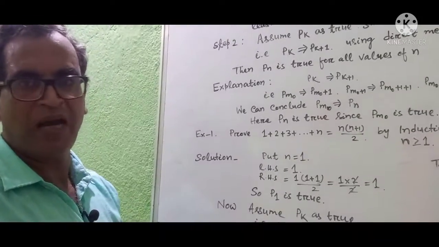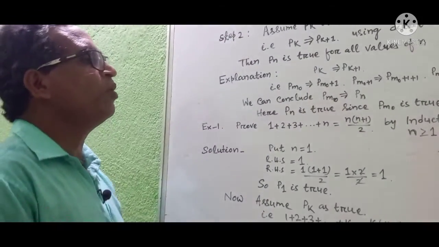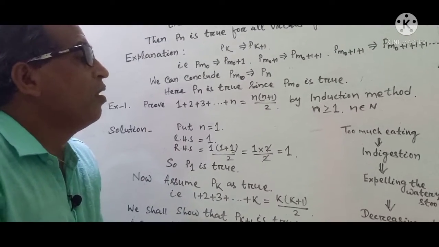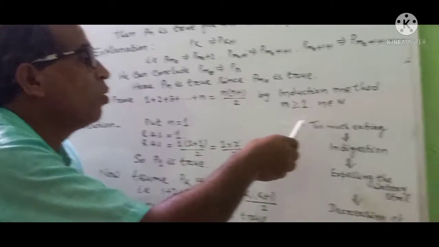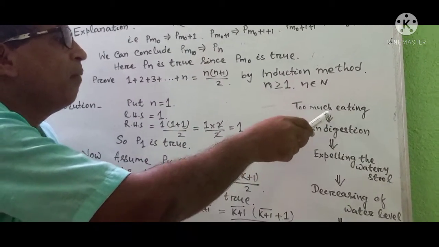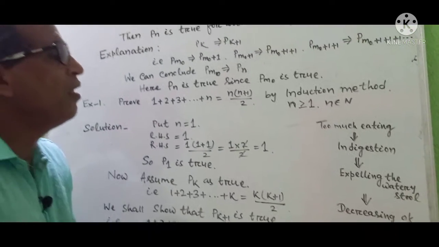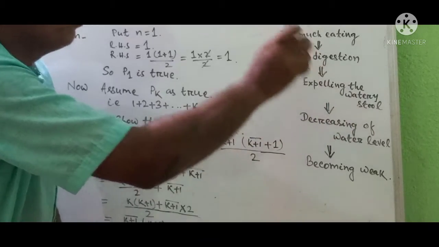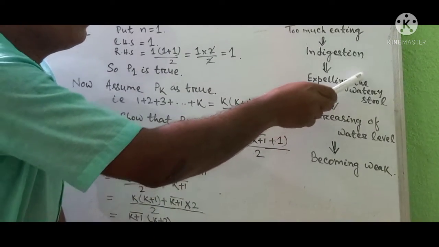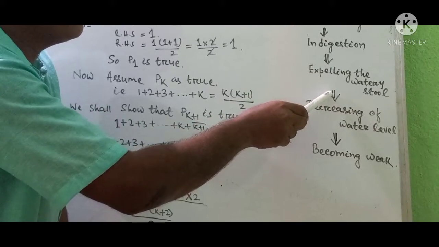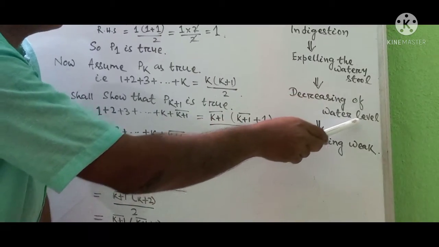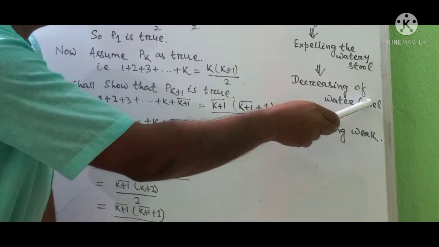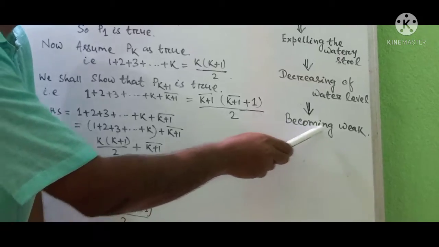In practical life, how is it possible? Come to an example I have set to make you understand. Too much eating implies indigestion. Then indigestion implies expelling watery stool. Then expelling watery stool implies decreasing of water level in our body. Then decreasing of water level in our body implies becoming weak.